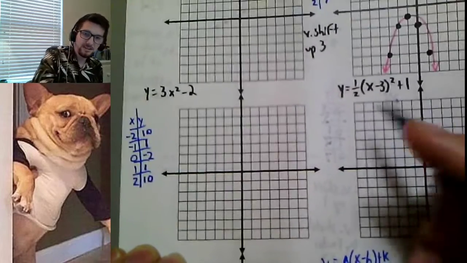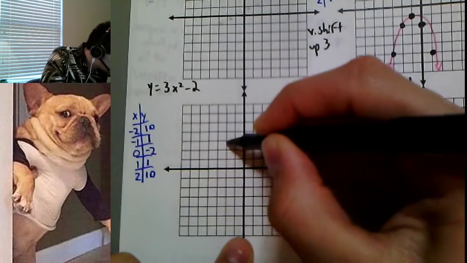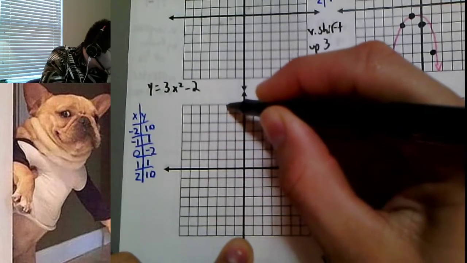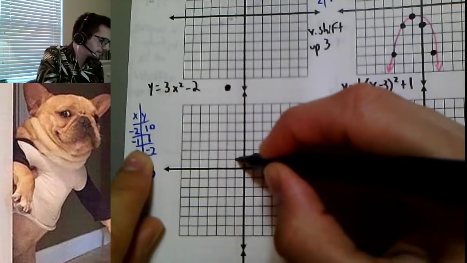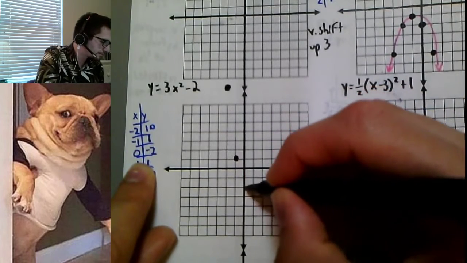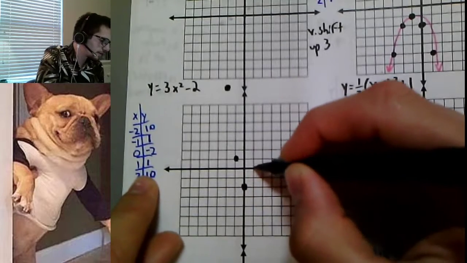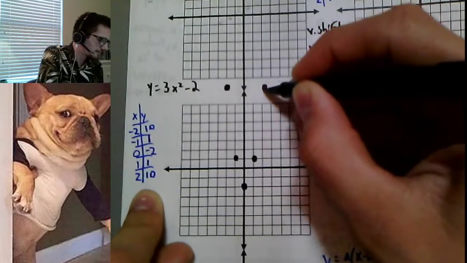Now I graph them. Left 2, up 10. 1, 2, 3, 4, 5, 6, 7. I don't have any room, so I'm just going to throw it up here. Left 1, up 1. Stay in the same place and go down 2. Go over 1 and then up 1. Go over 2 and then up 10. Somewhere up here.